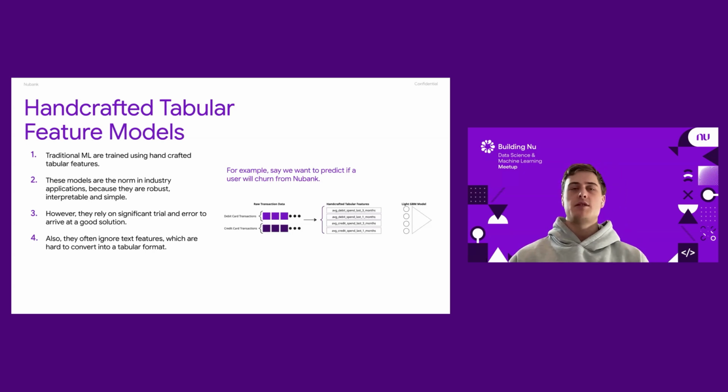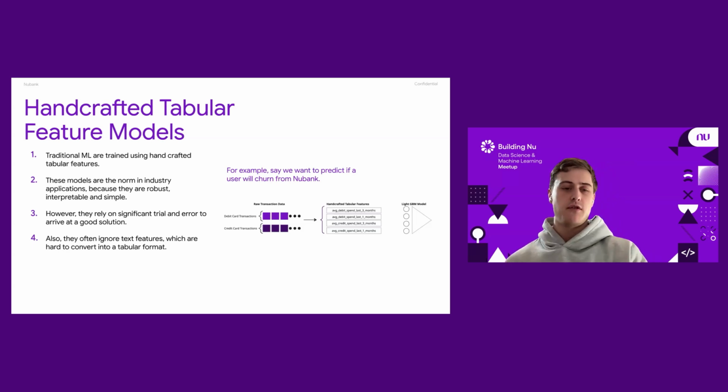To give an example, say I want to predict: is a user going to churn from Nubank? Now, as a domain expert, I know that things like your average debit spend or average credit spend are important factors in determining this. So I take the transaction data that I have access to, and I construct these features, and then I use these to train my LightGBM model. Now, the advantage of this is that this is a simple approach, and it's also relatively interpretable. I can look at the model and I can look at the features, and I have some intuition as to what's going on here. But the challenge here is that this actually requires a little trial and error.